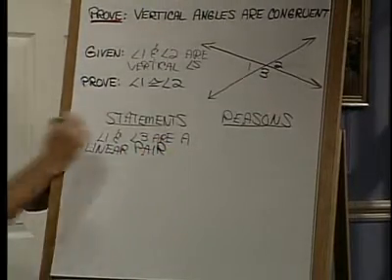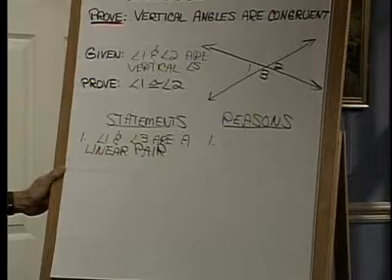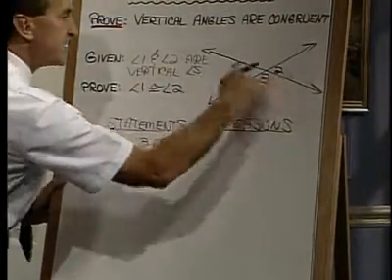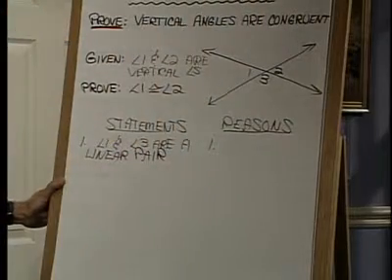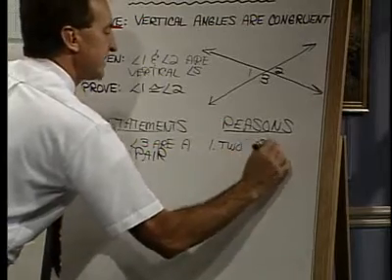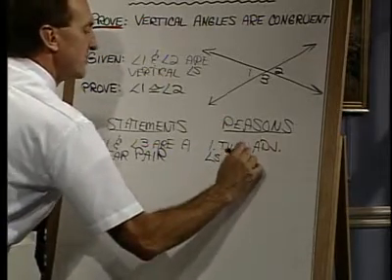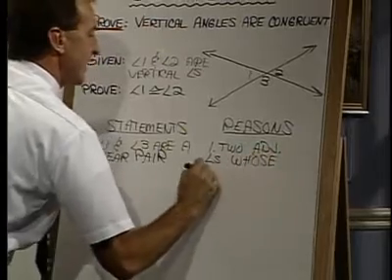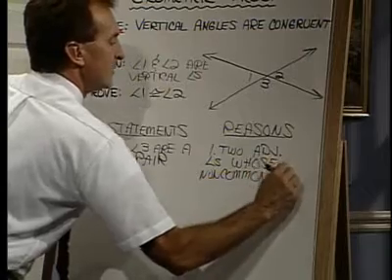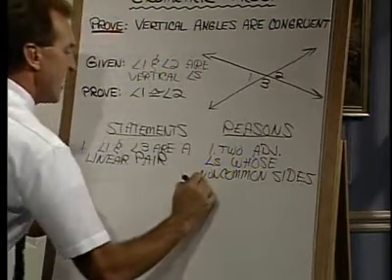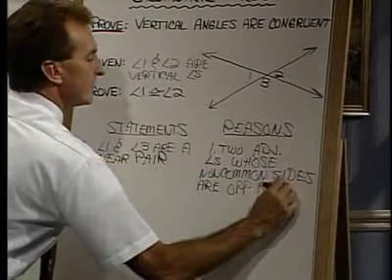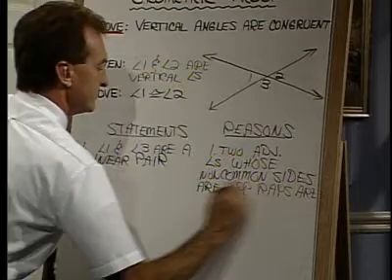They are a linear pair because of the definition of what a linear pair is. Two angles that are adjacent angles whose non-common sides are opposite rays are a linear pair of angles. Two adjacent angles whose non-common sides are opposite rays are a linear pair.